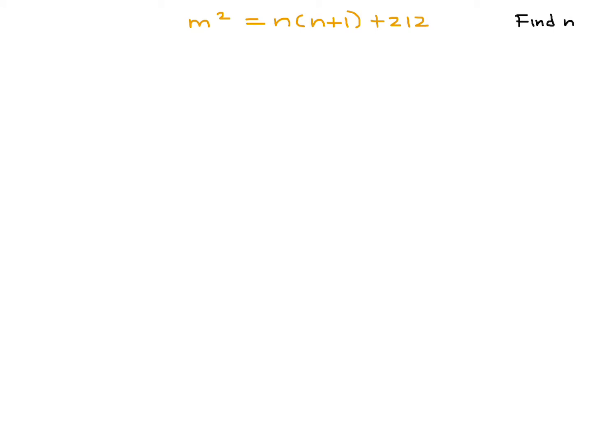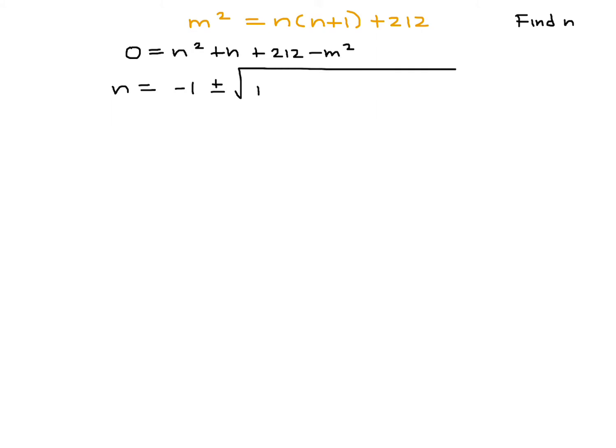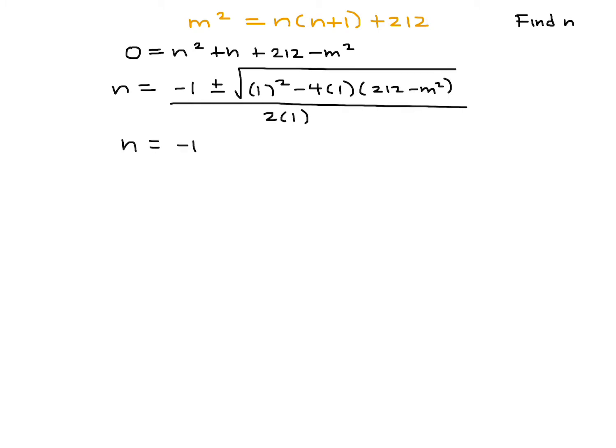So I can put everything on one side and treat this like a quadratic: n squared plus n plus 212 minus m squared. So that means n is equal to minus b plus or minus the square root of b squared minus 4ac, and my c is 212 minus m squared, all over 2a. So this is n is equal to minus 1 plus or minus 1.